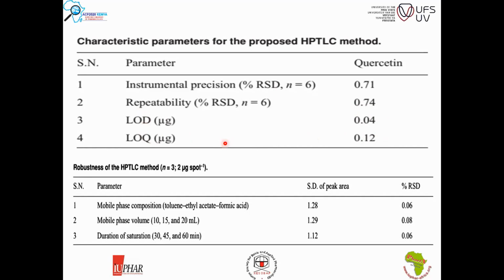By introducing small changes in the mobile phase composition, such as volume, duration, and saturation of mobile phase, the resultant effects were examined. The robustness of the method was done in triplicate at 2 microgram per spot, and the percent RSD peak area was calculated as shown in the table.